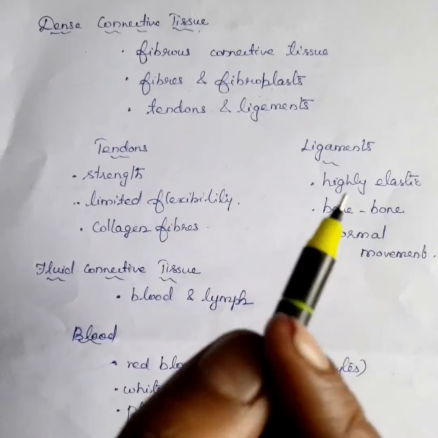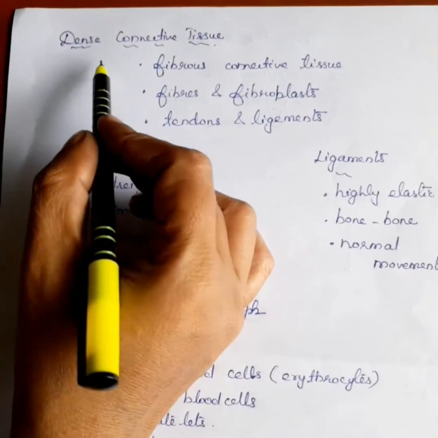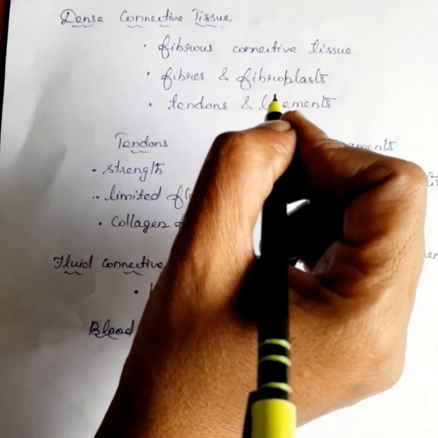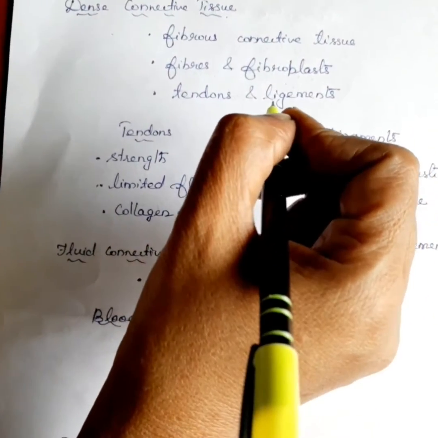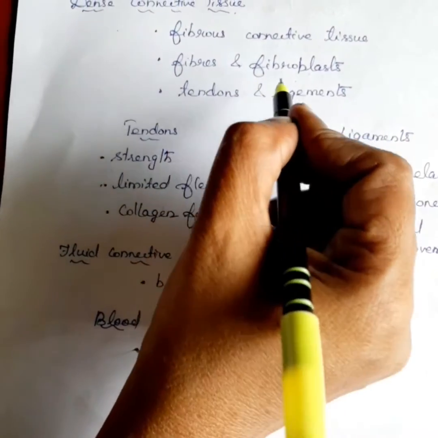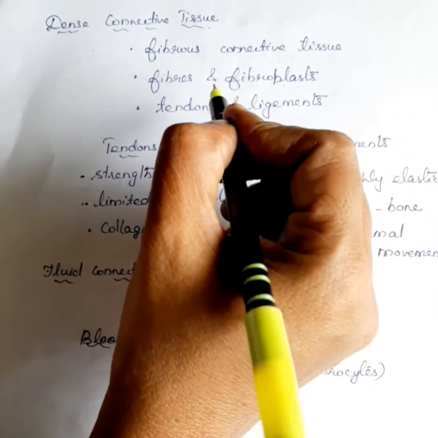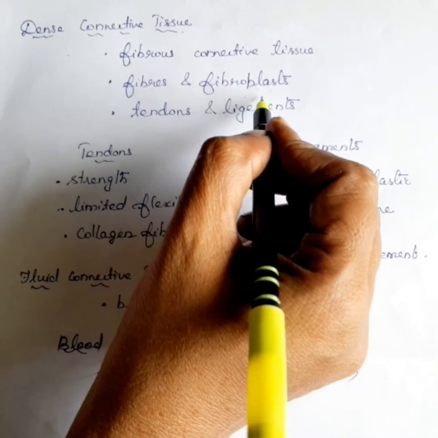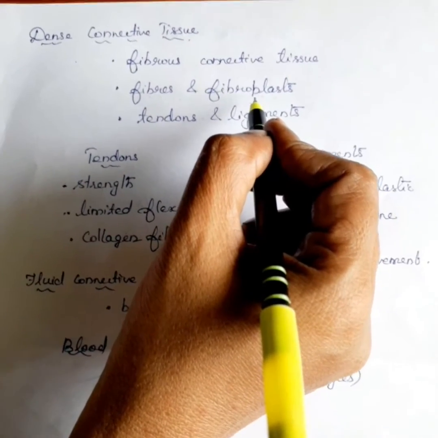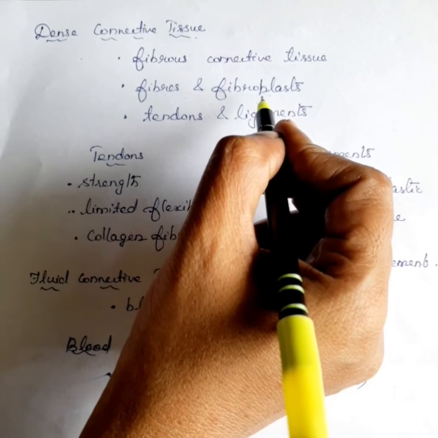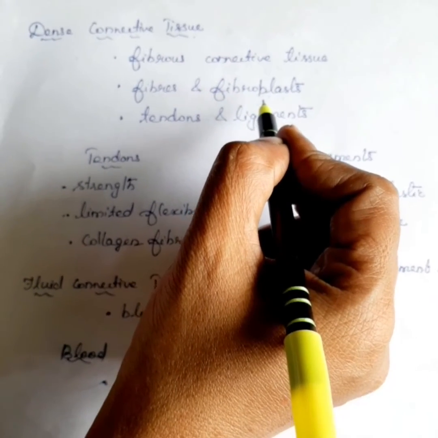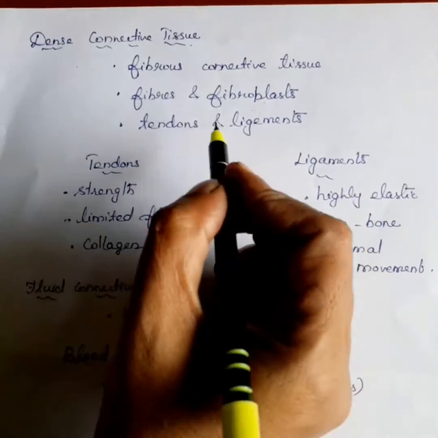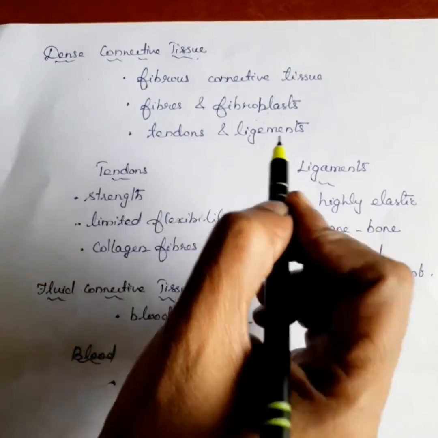Now we are going to learn the third type, dense connective tissue. Here the components are tightly packed with fibers and fibroblasts. What are fibers? Fibers are protein fibers. And what is a fibroblast? A fibroblast is a long cell associated with the fiber. It is the principal component of tendons and ligaments.